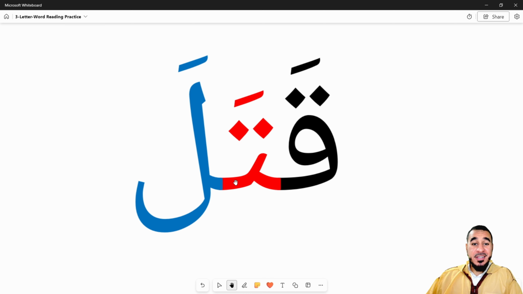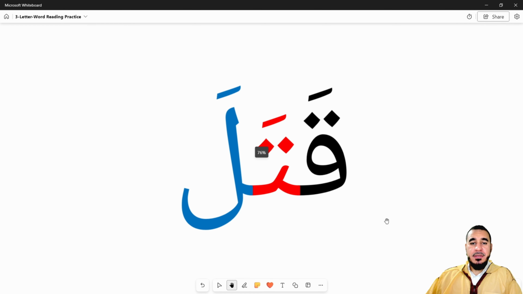So this shape, it could be many different letters depending on how many dots and where those dots are in the word. Oh, and the last one as well is the ba. If a singular dot comes below this shape, then it is the ba. So many different letters just from this shape, just depending on how many dots and where those dots are positioned. So this is the ta. And lastly, we have the lam at the end of this word. So altogether, we would read this as qatala. Qatala. Jamil.